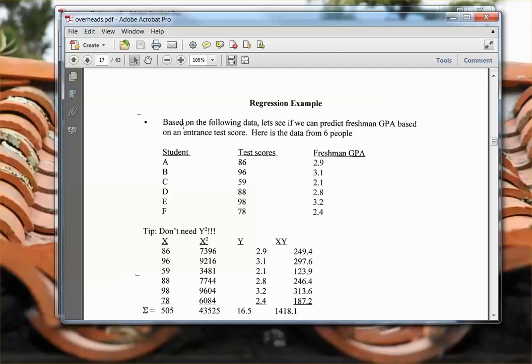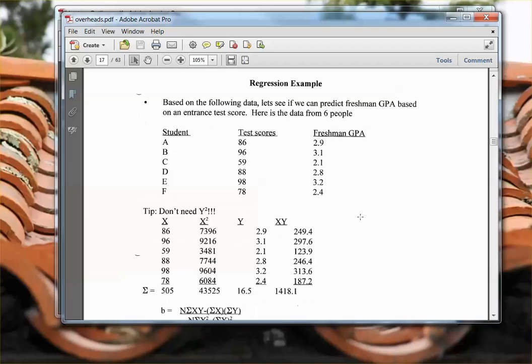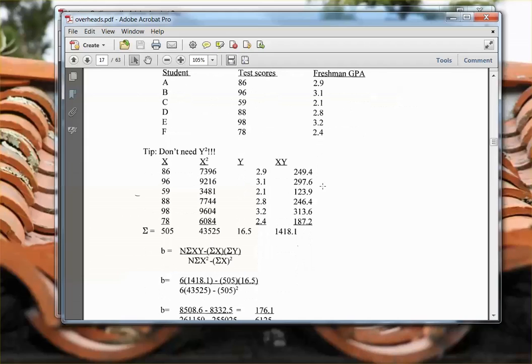So let's suppose that we have a student, and for each student we have some sort of entrance test score, and we have their first year GPA. We assume that they've already been correlated, that these entrance test scores are correlated with freshman GPA, but now we're going to generate a regression equation that we can use to make some more specific predictions. Again, here's our x value. This is very similar to the correlation that we did. Here's the y value.